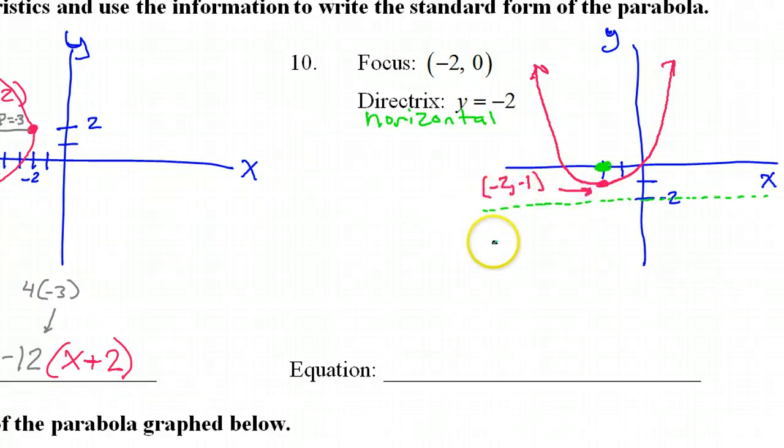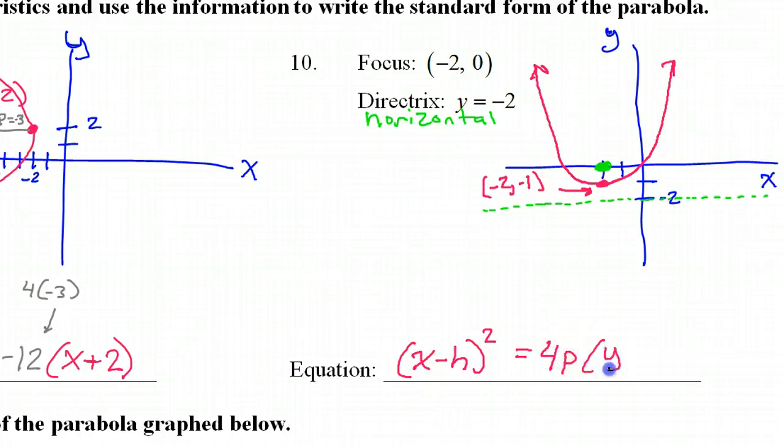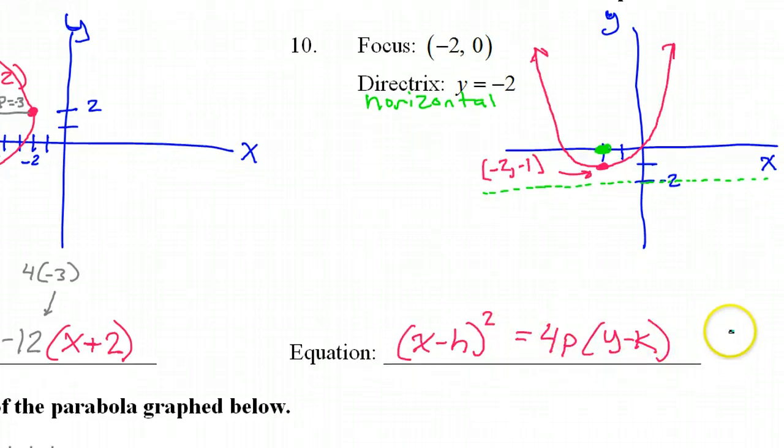Okay, that's what's happening. So as far as the equation, because this is an upward facing parabola, is this going to be the x squared model or the y squared model? It's going to be the x squared model. So we're thinking of (x minus h) squared is equal to 4p times (y minus k), not squared. This is the version of the parabola model that we're thinking of.